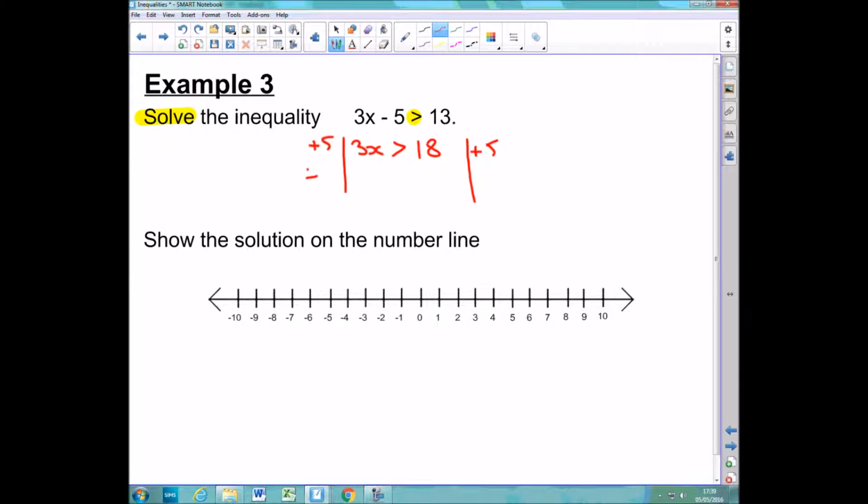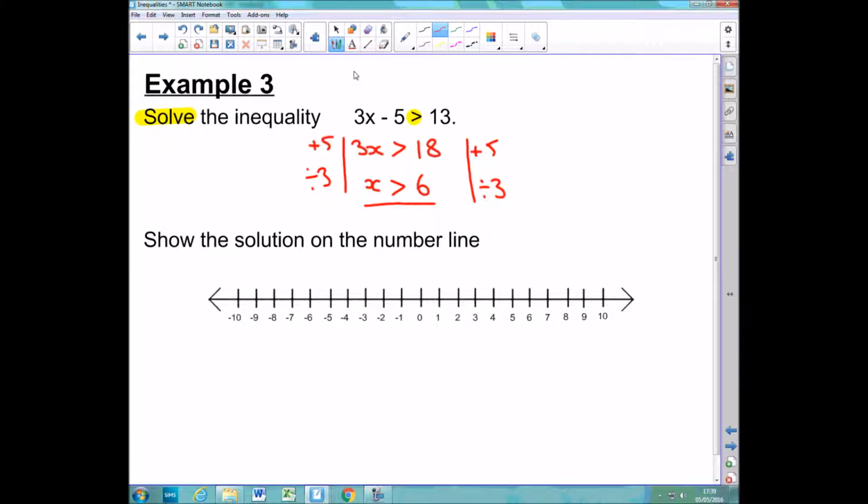Next, I need to divide by 3. And dividing by 3 will give me just x. The inequality sign again instead of my equals, and I need to do 18 divided by 3, which is 6. So my answer here is x is greater than 6.